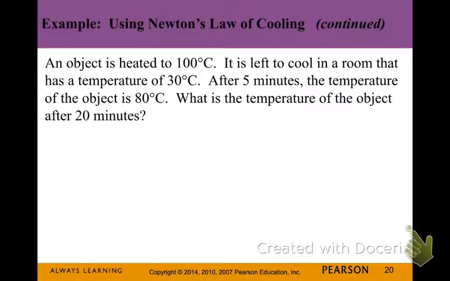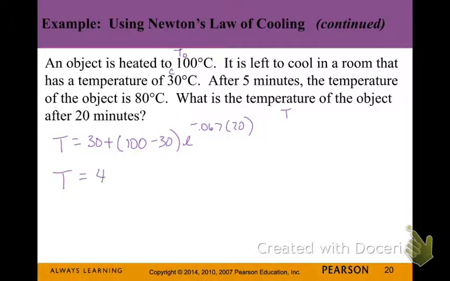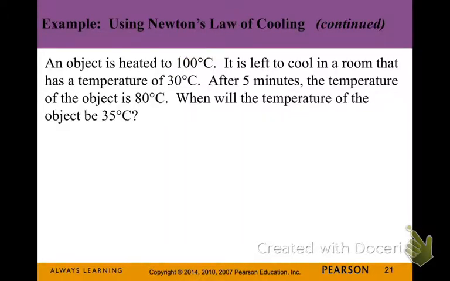What is the temperature of the object after 20 minutes? So it's the same situation. So our numbers are going to go in the same spot. So that temperature equals the surrounding plus the initial minus the surrounding times base E raised to that negative 67 thousandths times 20 in this case. So you can just do the math, and you'll get that the temperature will be in about 20 minutes cooled to around 48 or 48.3 degrees Celsius.